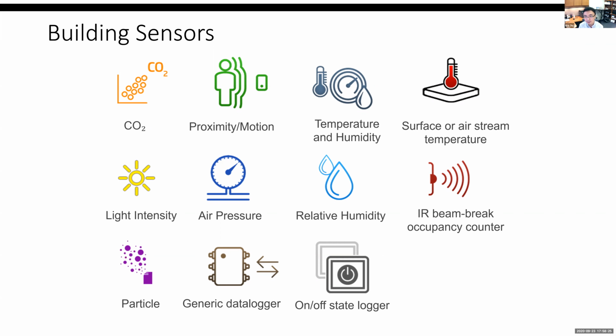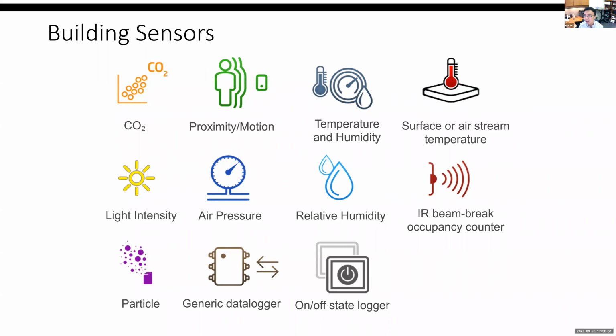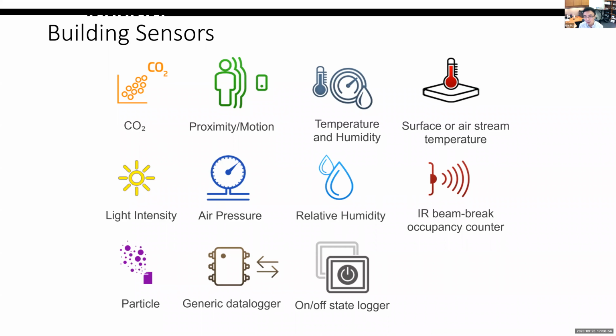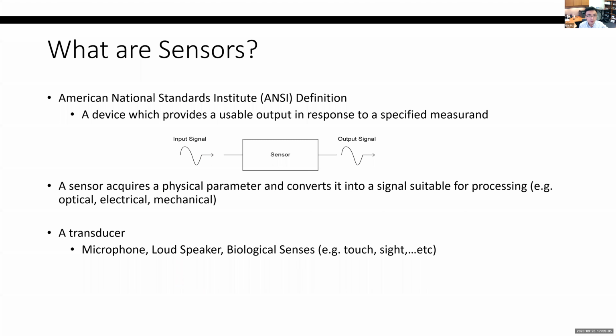We can check and monitor the AC system. The infrared I-beam sensors are also for checking occupancy. Then particle sensors, if we want to see hazardous particles in the building, such as PM 2.5. A lot of sensing systems also have a generic data logger, which is an intermediate data logging system to store the data temporarily and also to transfer data, and an on-off state logger, which is more for checking the status of sensors. So these are popular building sensors.